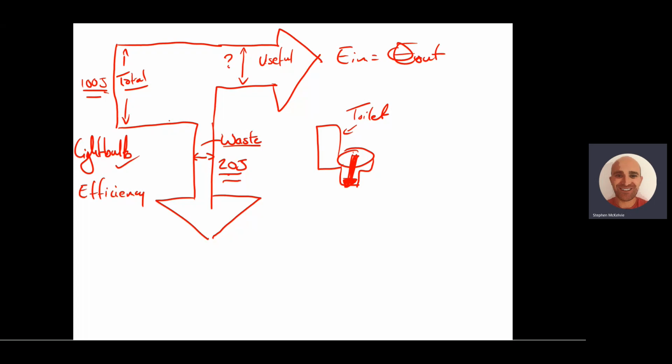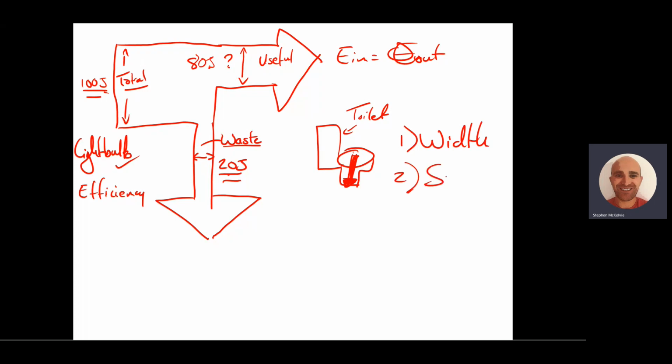So 100 joules goes in, 20 gets used as waste. How much is left over to be used as useful? And you guessed it right, 80 joules. So what are the rules when it comes to drawing Sankey diagrams? Well, the first thing is that it's the width that's important. You need to make sure the width of the arrows shows how much energy there is, so either the total width, the useful width, or the wasted width.